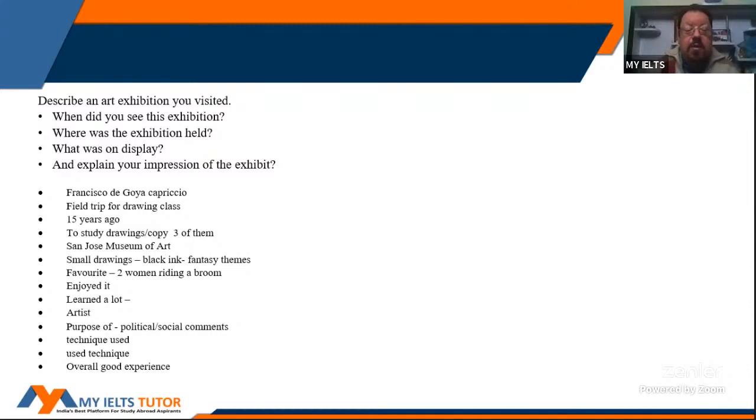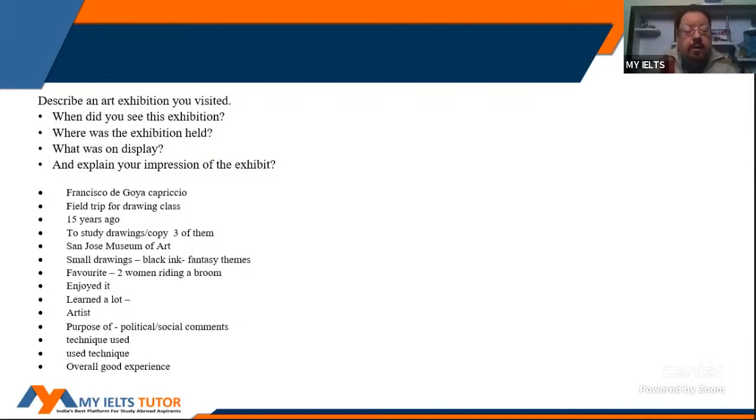This next line is a description of the drawings, and then I'm going to pick out one that's my favorite, and that's going to be my example. So it was a drawing of two women riding a broom. One was an older woman, one was a younger woman. The younger woman was behind the older woman. They were flying through the air like witches, and the full moon was in the background along with an owl.